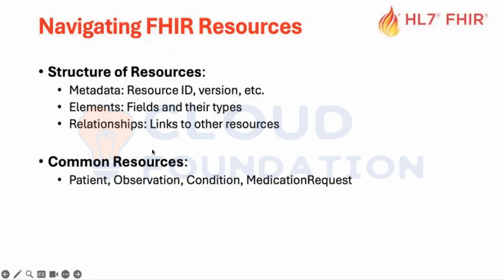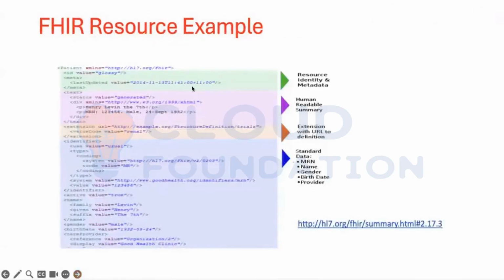This is the relationship of a resource, and these are the common resources: patient, observation, condition, medication request, etc. The most commonly used ones. Any doubt in this? You're good with this. Any confusion or doubt till now? This is a FHIR resource example. We already saw this in Postman itself.